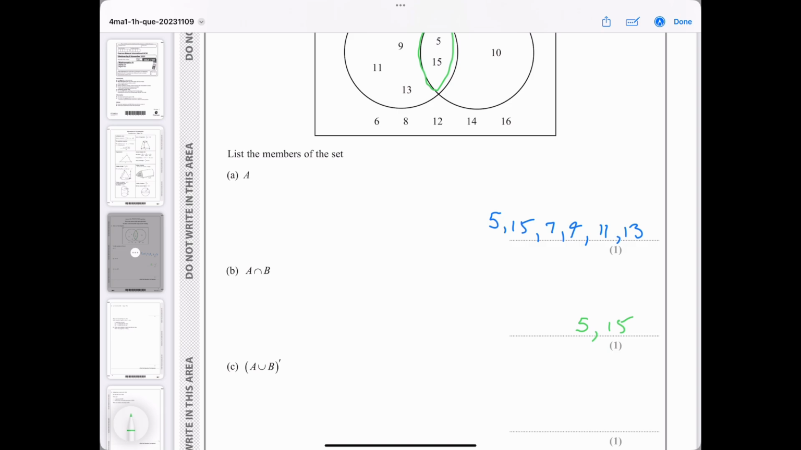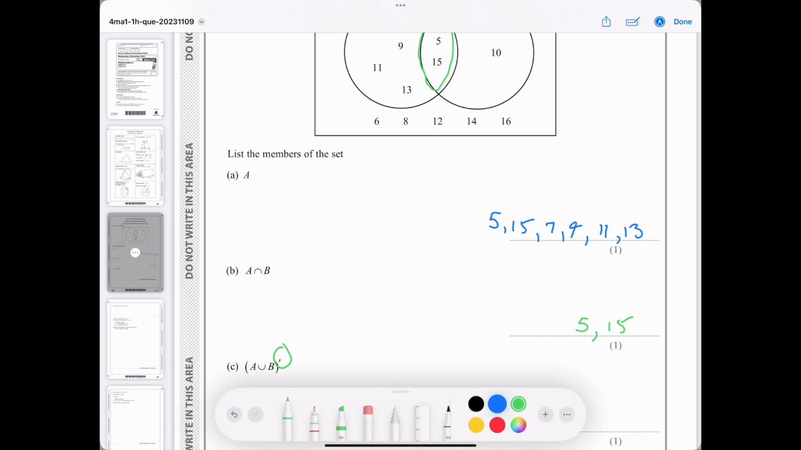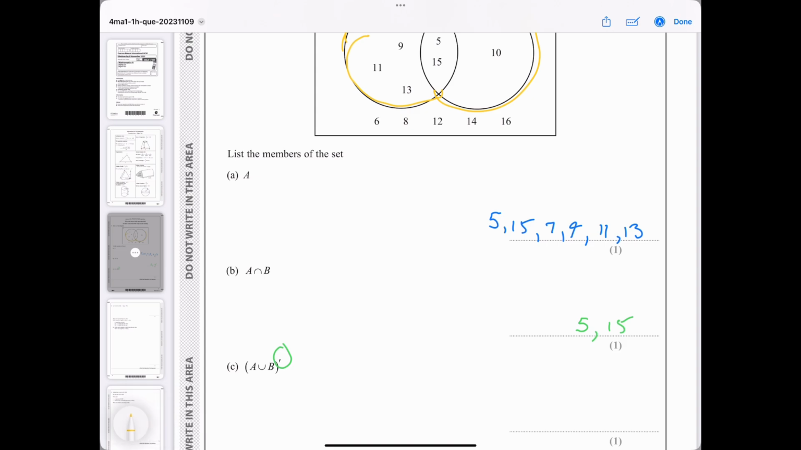And then A union B, but not. In this case, to differentiate, it literally means not that bit. So A union B is everything that's in this section here, all this section here and all this section here. So the only ones that aren't in that section are 6, 8, 12, 14, and 16.